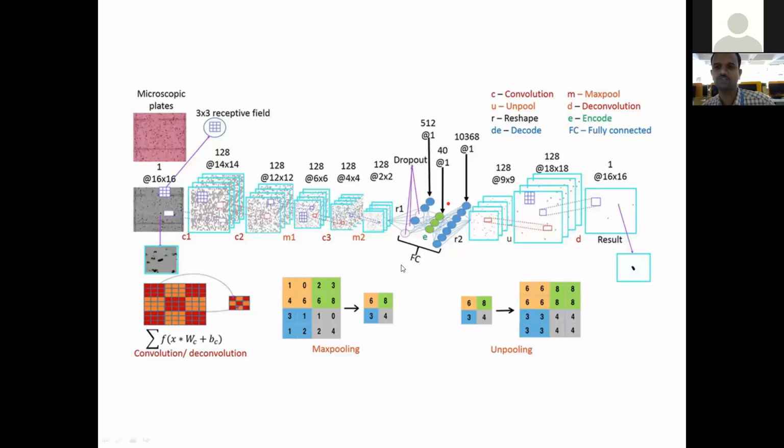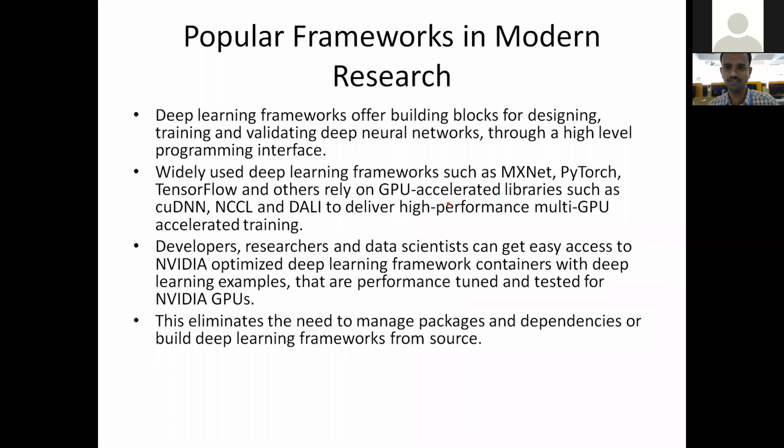And this is the convolution. To explain this, he has taken an example of how convolution and deconvolution happen, and what happens in maximum pooling and unpooling. It's an example application for an autoencoder. Generally, a lot of modern research is happening in NVIDIA.